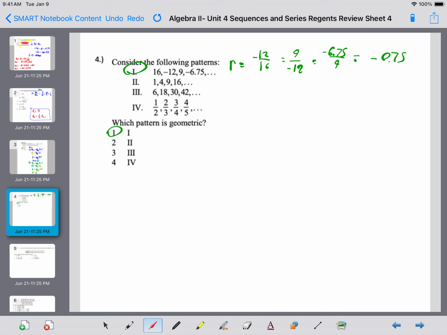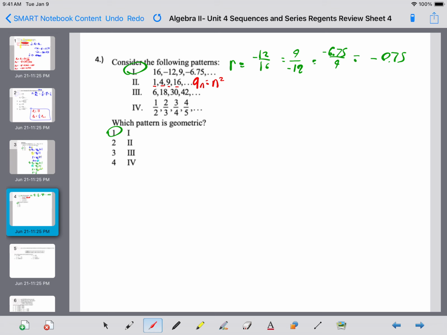But let's look at these other formulas. What kind of sequences are these? 1, 4, 9, 16, all perfect squares. And it starts at 1, so it would be n squared. That would be this sequence.